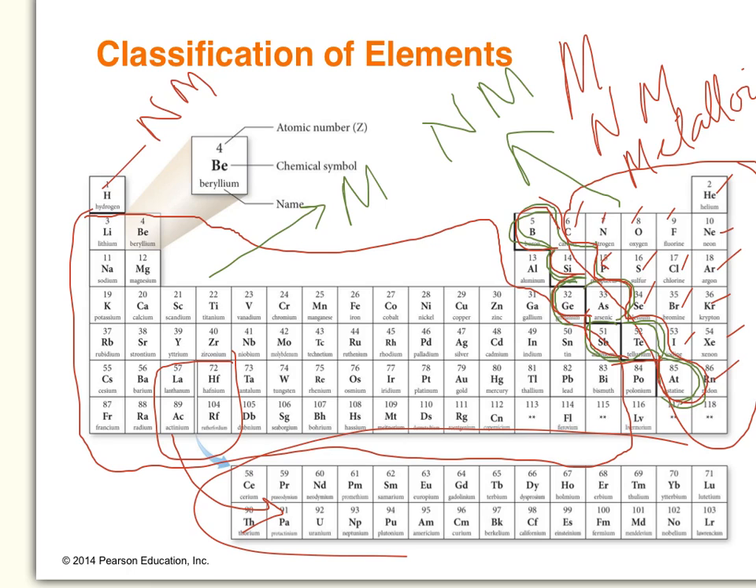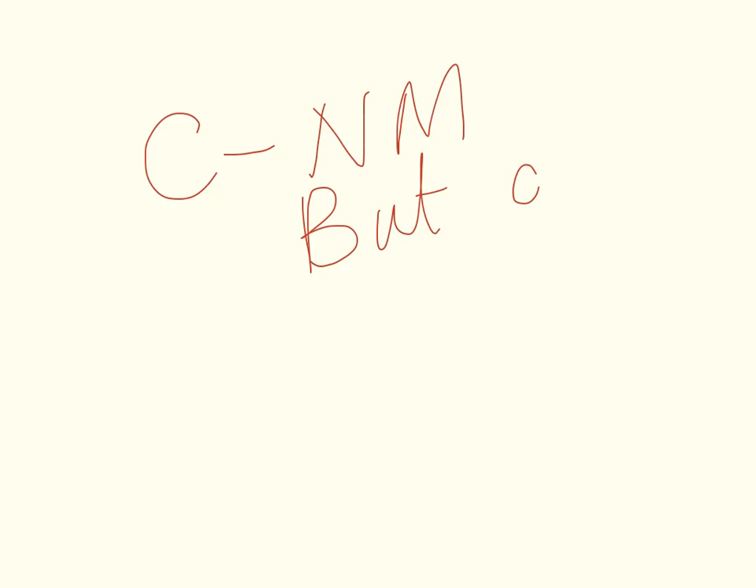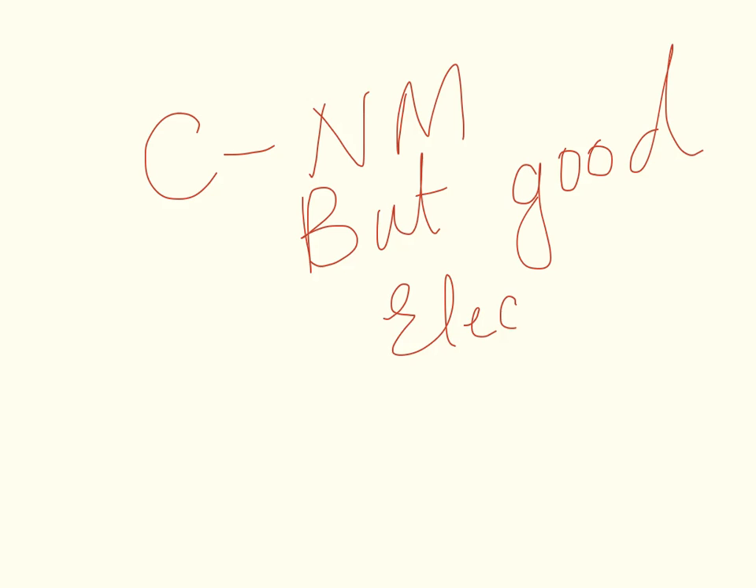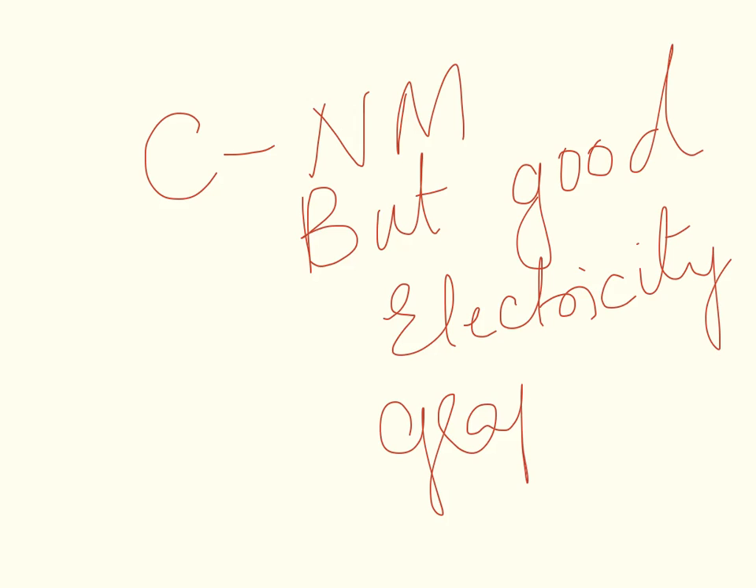So what are the differences between metals, metalloids, and non-metals? Metals are shiny, non-metals are not shiny. Metals are good conductors of electricity, non-metals are bad conductors of electricity, except for carbon. If you want to make a note of that, carbon is a non-metal, but it's a good conductor of electricity in the form of graphite. Okay.